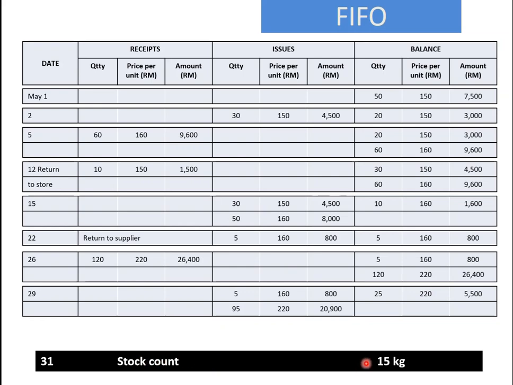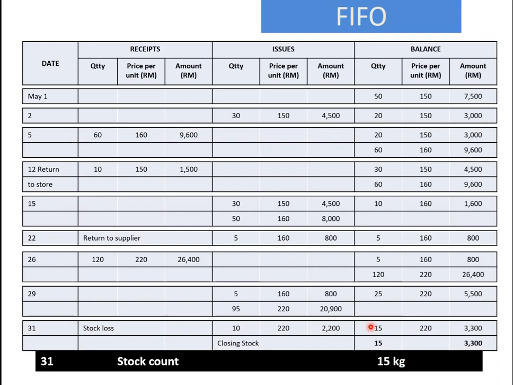And finally, stock count. There is only 15 kg stock. So we only have 15 kg stock, but the records show that there is 25 kg. Therefore, the difference between 25 minus 15, which is 10 kg, is considered as stock loss, which is at price of 220. So the balance of the stock at the end of the month is 15 kg at a total amount of 3,300.